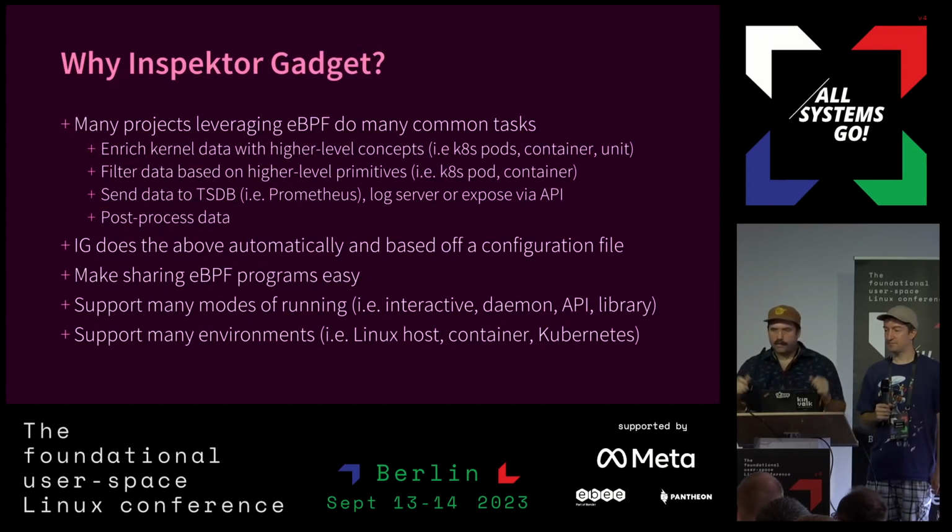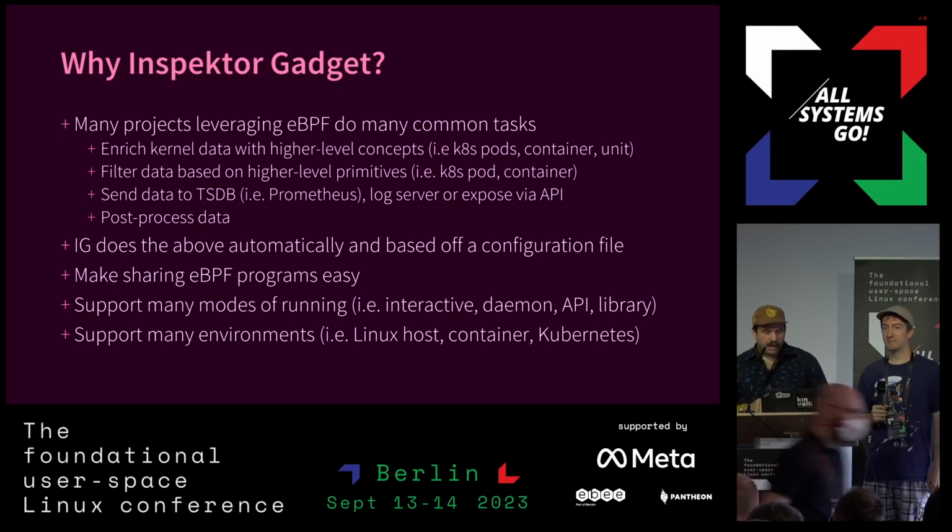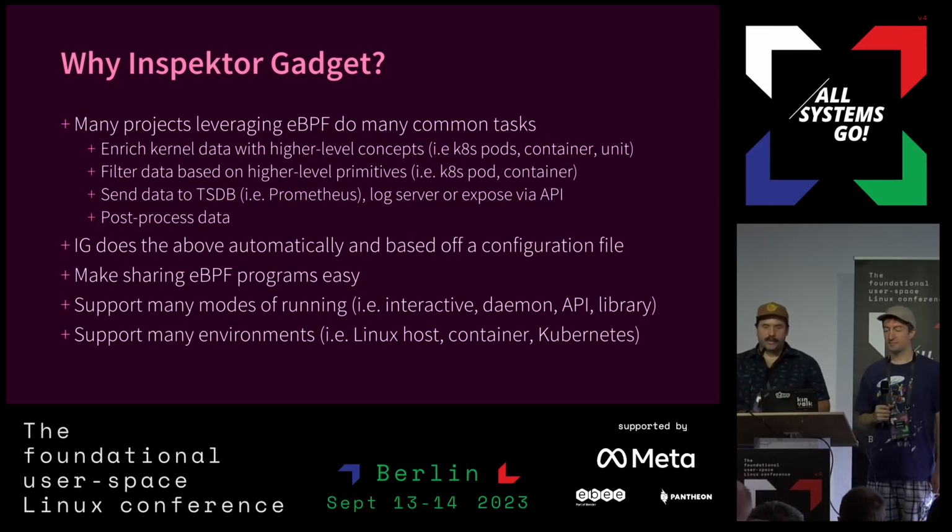So why are we doing this? Many projects leverage eBPF, and they do very common things. They enrich the kernel data, which means they map the low-level stuff that the kernel sees to the high-level stuff that you see in Kubernetes containers or systemd services and units. They filter data based on these higher-level primitives, saying only show me stuff, for example, in this Kubernetes pod. And they send data, for example, to a time series database like Prometheus or a log server, or they expose the information via API.